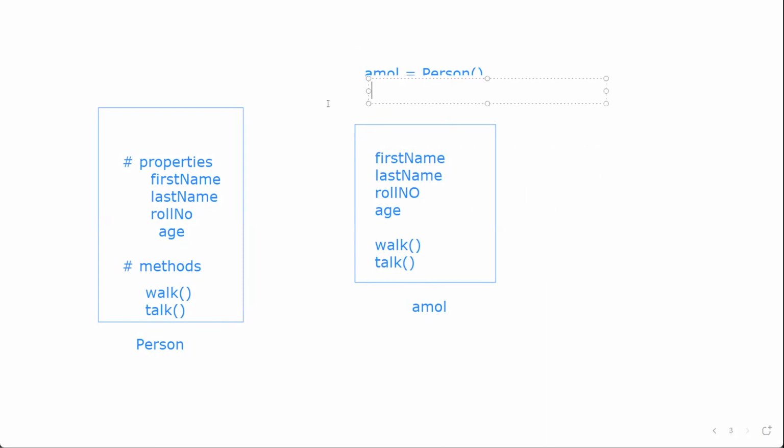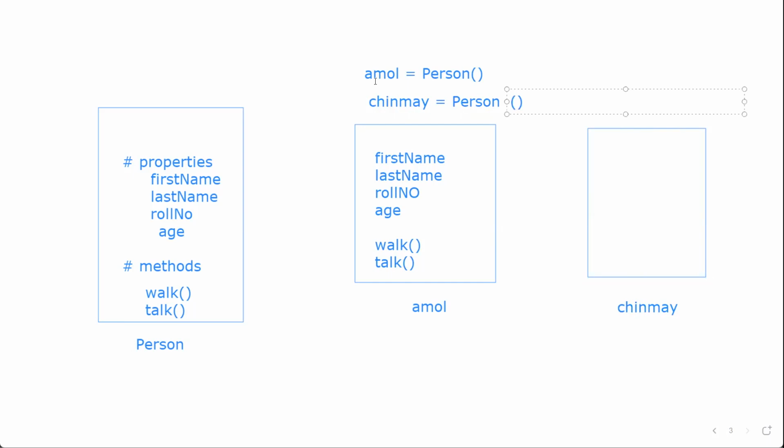Let's say tomorrow you write something like this: Chinmay equal to Person. Behind the scenes, what will happen? Another memory will be created. What is the address of this memory? Chinmay. What is the type of this? The type of Chinmay is Person only. So whatever is available on Person will be available here.